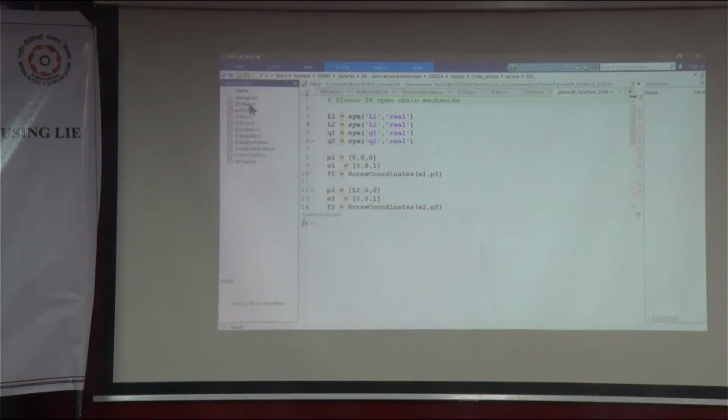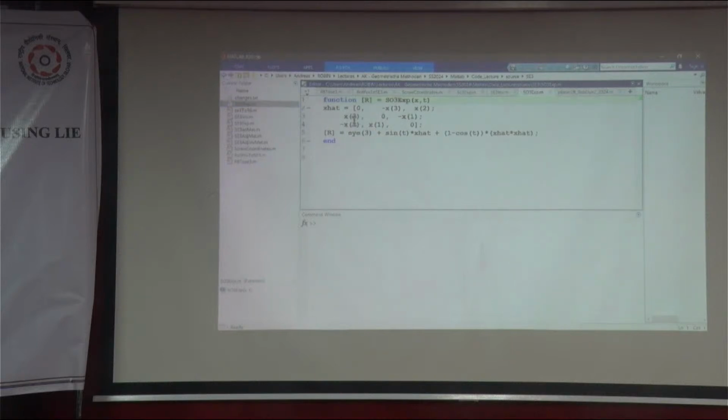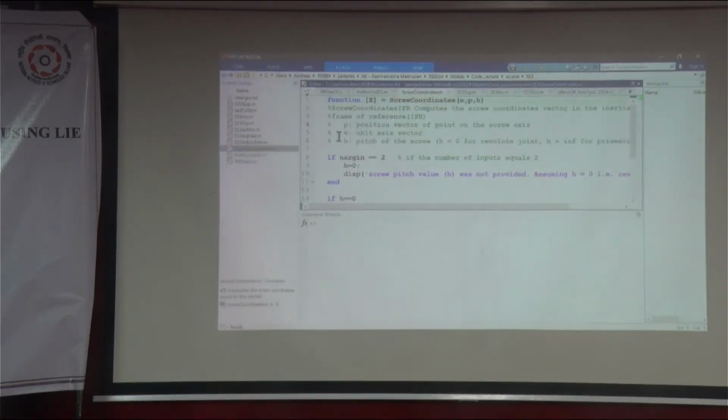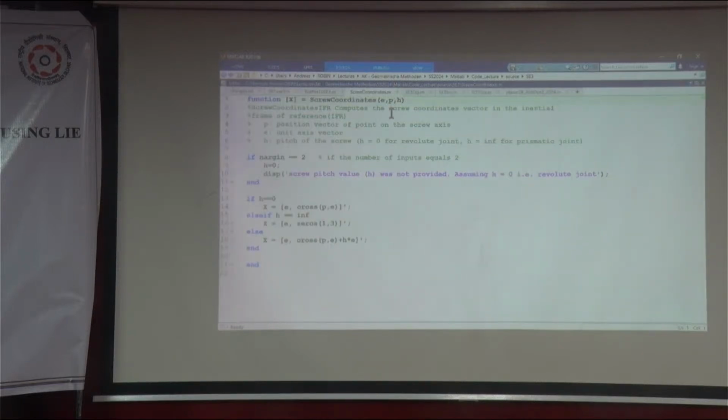Yep. So we have here all the formulas in MATLAB now implemented. For example, let's say, what can we do? Screw coordinates, for example, right? If you look, there is a function that does the screw coordinates, and now we have the distinction, and maybe this is what I still have to tell you about.